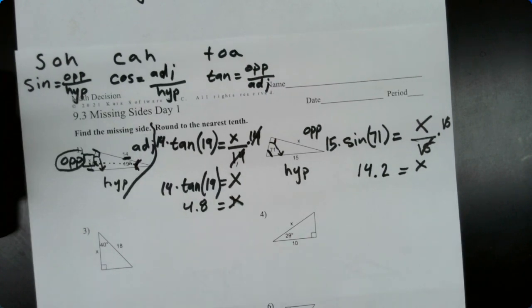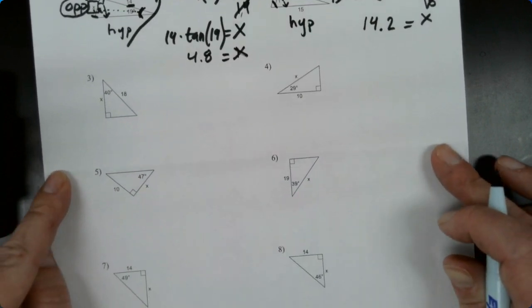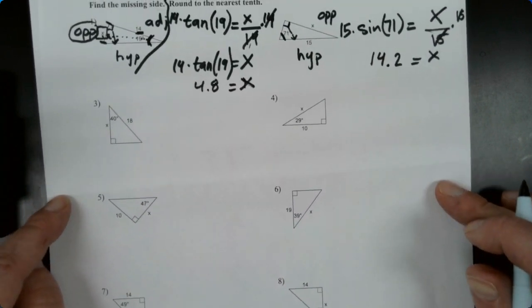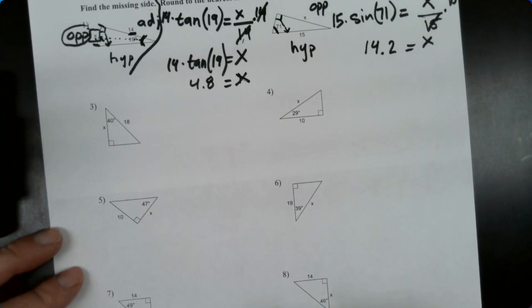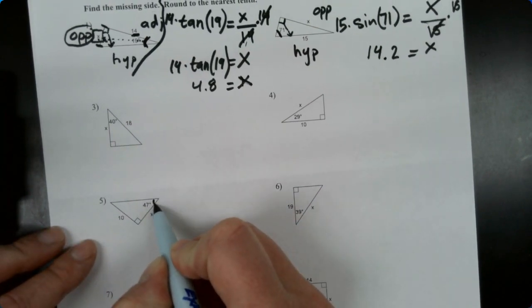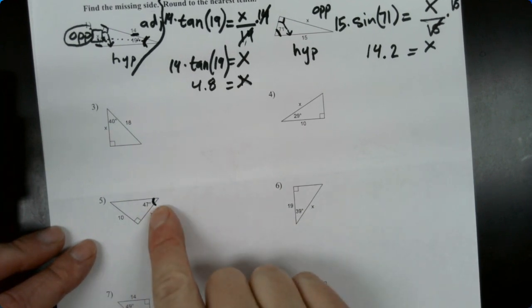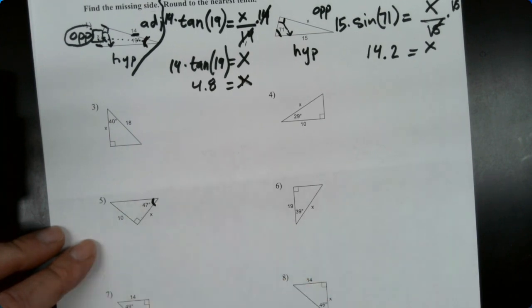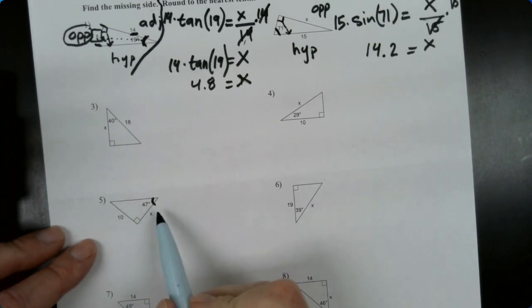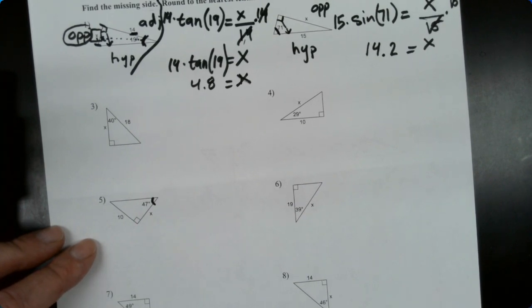Okay, let's jump down to number 5. I think 3 and 4 are just like what we just did. Let's jump down to number 5. Number 5 is a little bit trickier. So again, we're going to start off the same way. We have this angle called 47. We're going to label the sides using 47 as our angle. So what sides do we have? What should we call them?